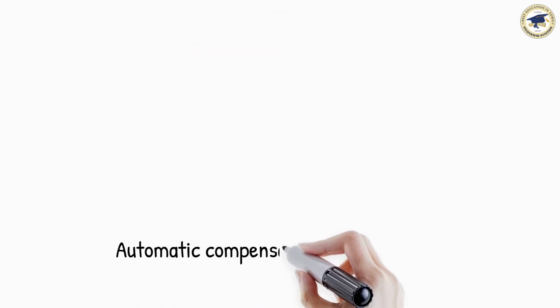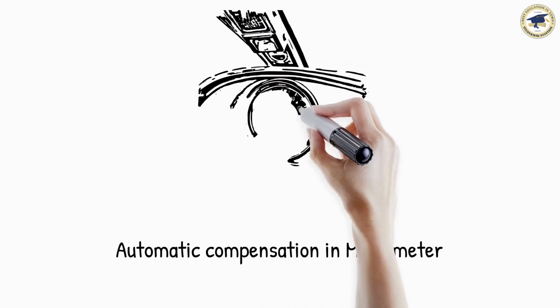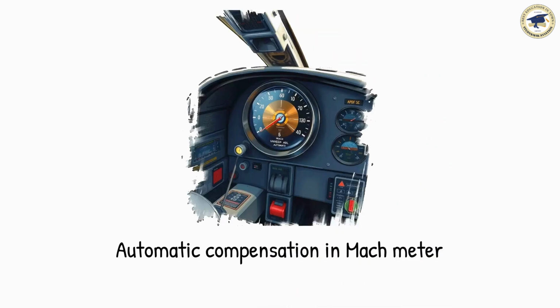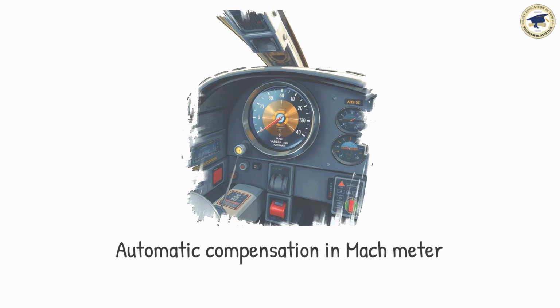The genius of this design is that the Mach meter automatically compensates for changes in altitude and temperature, giving the pilot a direct reading of Mach number instead of raw airspeed. That's why it's much more useful than a normal airspeed indicator at high altitudes.